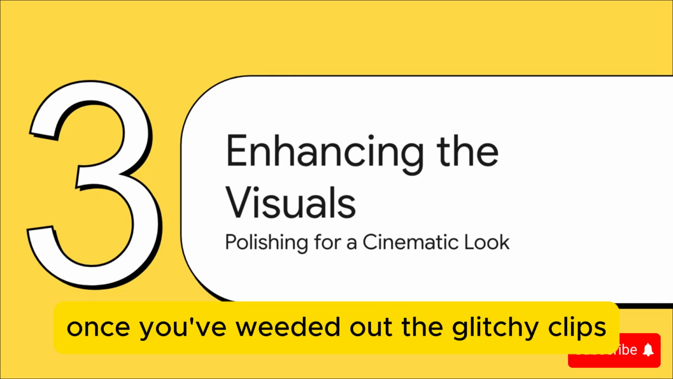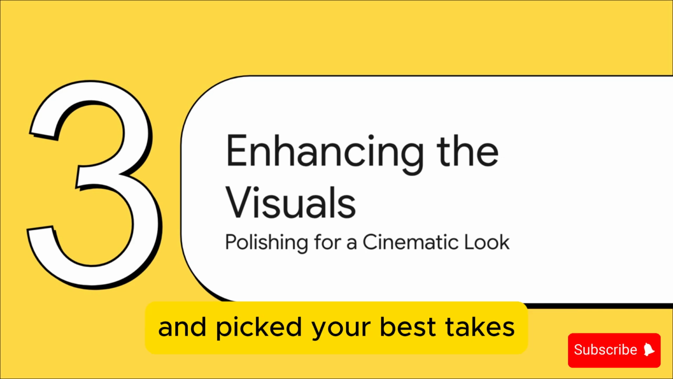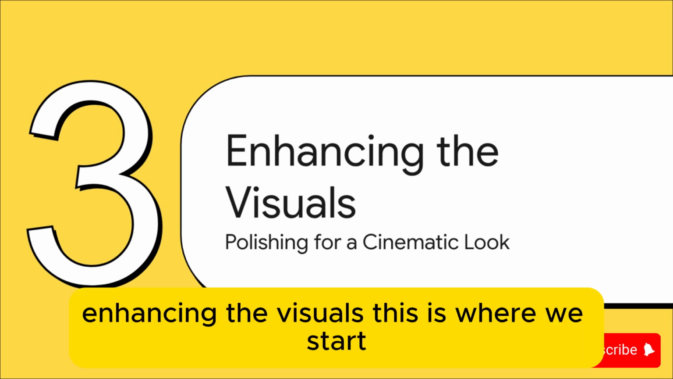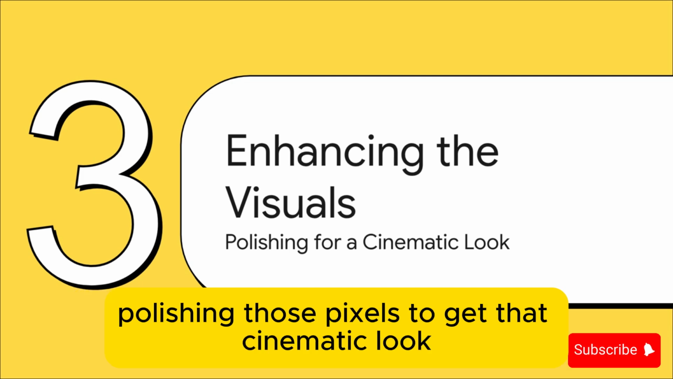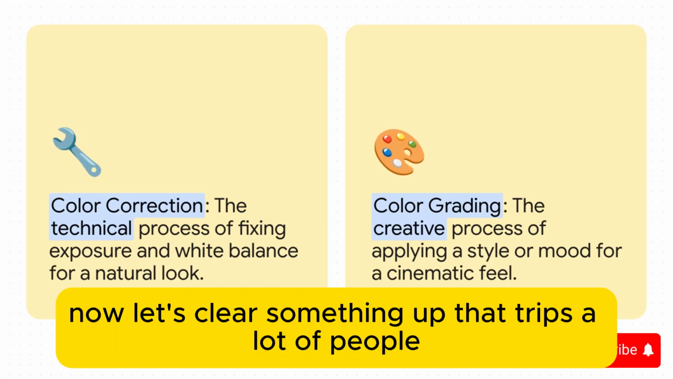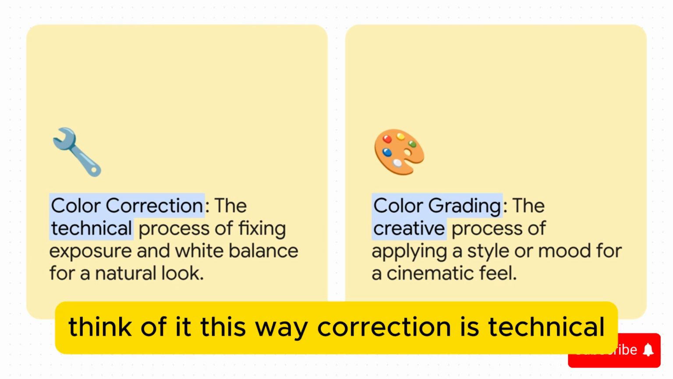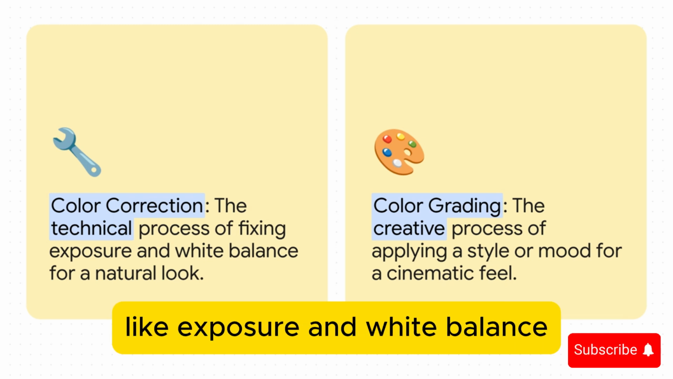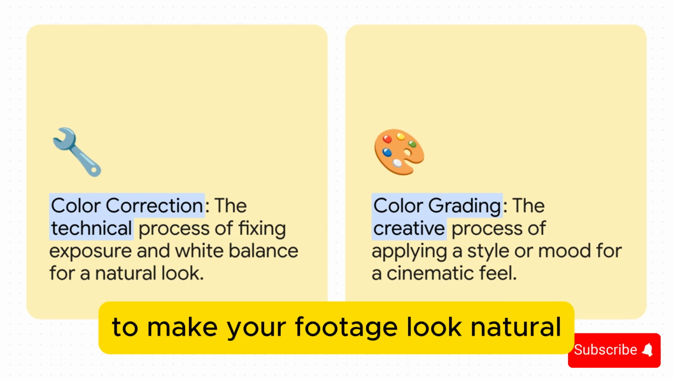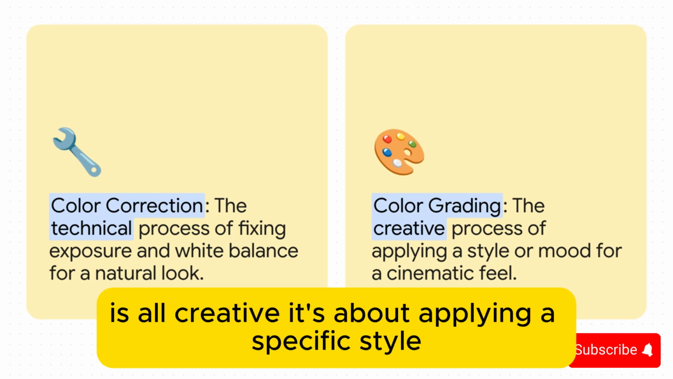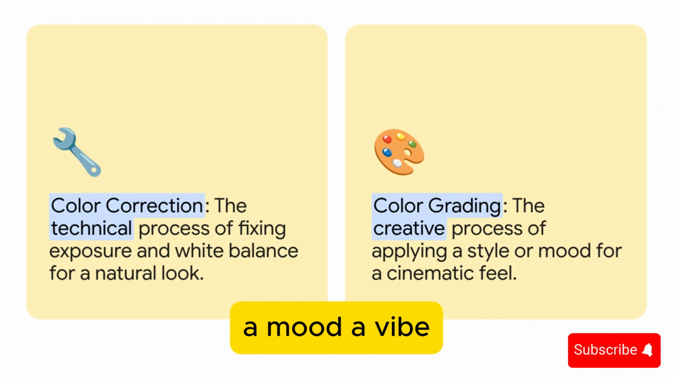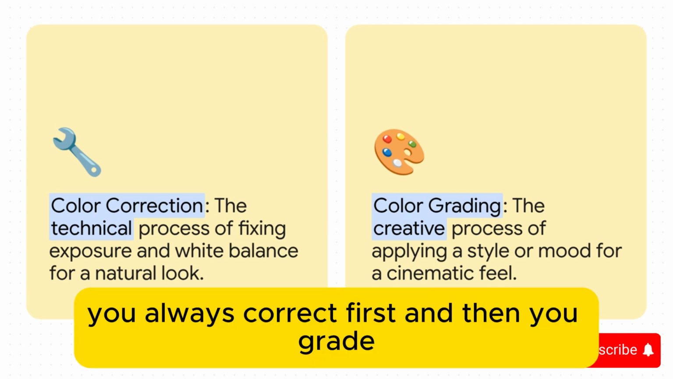All right, so once you've weeded out the glitchy clips and picked your best takes, it's time for the fun part, enhancing the visuals. This is where we start polishing those pixels to get that cinematic look. Now, let's clear something up that trips a lot of people up: color correction versus color grading. Think of it this way. Correction is technical. It's about fixing problems, like exposure and white balance, to make your footage look natural. Grading, on the other hand, is all creative. It's about applying a specific style, a mood, a vibe. You always correct first, and then you grade.